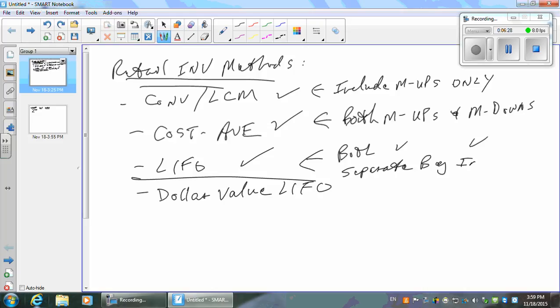You separate the beginning inventory. Keep it as a layer. Why do you do that? Because it's the last one you deplete, right? Sell the new stuff. Last in, first out. Remember when that used to be hard, right? Okay, which one you keep. So you're getting there, guys.